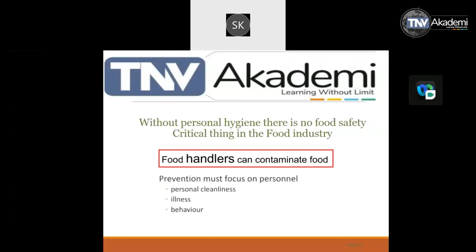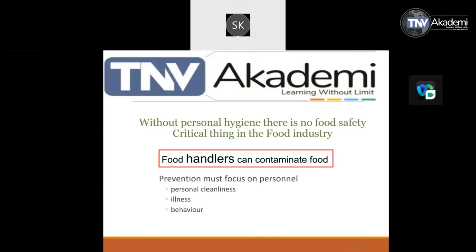So without personal hygiene, there is no food safety. The critical thing in the food industry is the food handler, because the food handler can contaminate the food by having direct contact with it. They are manufacturing the food, so there is a high chance of cross contamination. The prevention must focus on personal cleanliness, illness, and behavior.